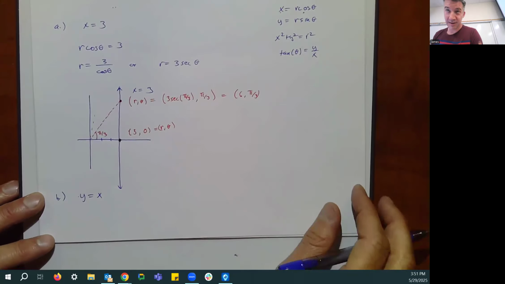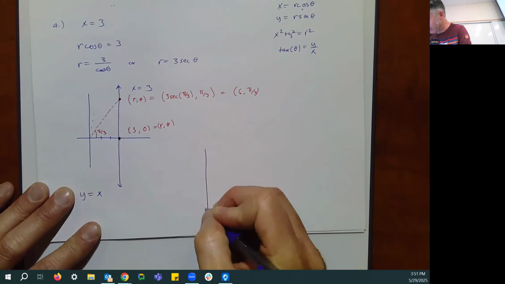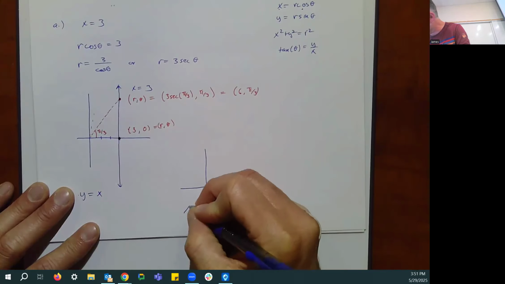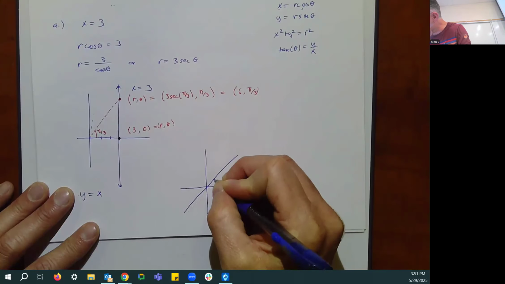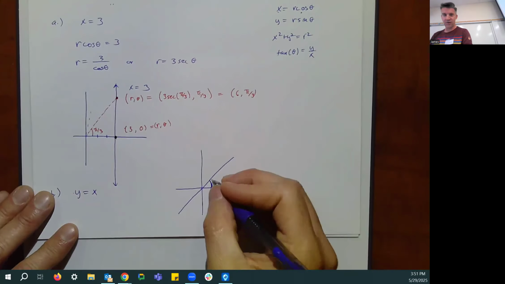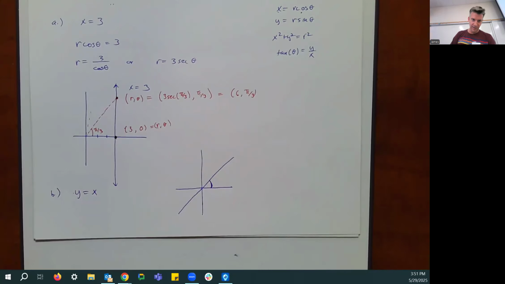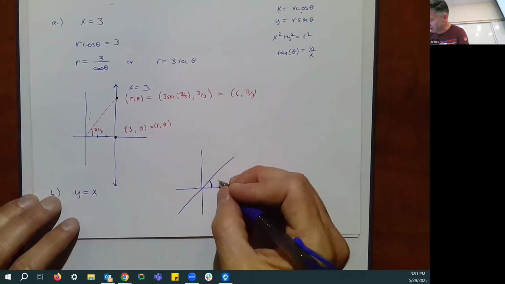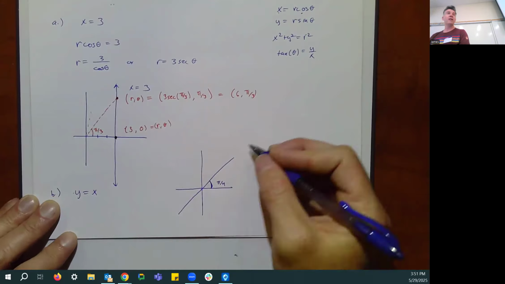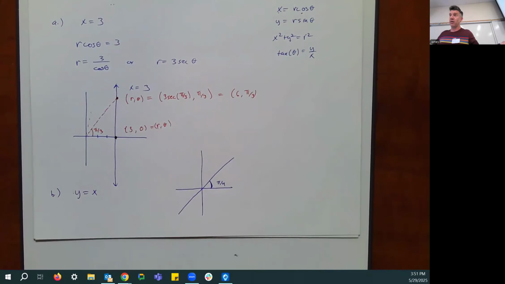Everyone's so quiet. I know you all know what this angle is. I know you just don't want to say it. What angle is that? A good old thank you to someone in the chat for saying yes. It's easier to write in the chat than to say words out loud. Pi over 4. And that's always the angle, and then r can be anything.